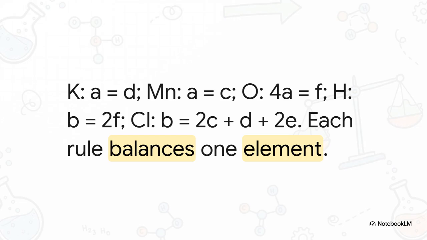So let's take potassium, K. On the left side, we have A number of potassium atoms. On the right, we have D. So for it to balance, A has to equal D. Easy. How about oxygen, O? On the left, we've got 4 of them in that first compound, so that's 4A. On the right, it's only in water, so that's F. So our rule is 4A equals F. You just do this for every single element.